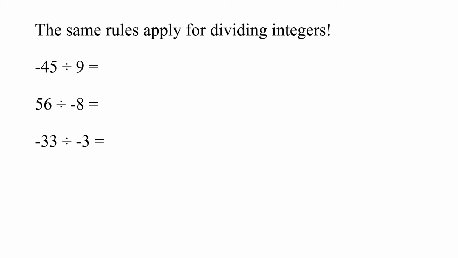So the same rules apply for dividing integers. Negative 45 divided by 9: well, I know that 45 divided by 9 is 5, so a negative divided by a positive is a negative, so that's going to be negative 5. Now 56 divided by negative 8: 56 divided by 8 is 7, and it is a positive divided by a negative, so that's going to be negative 7. And now negative 33 divided by negative 3: a negative divided by a negative is a positive, so I'm going to get a positive 11.